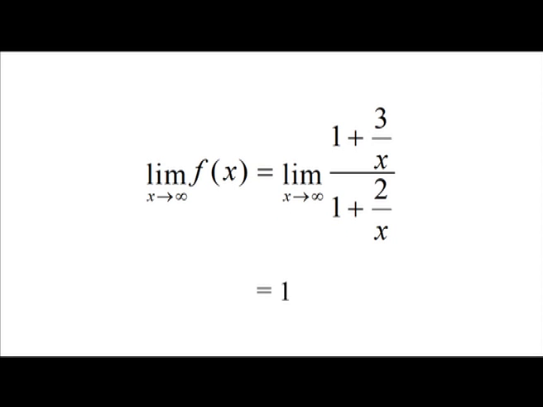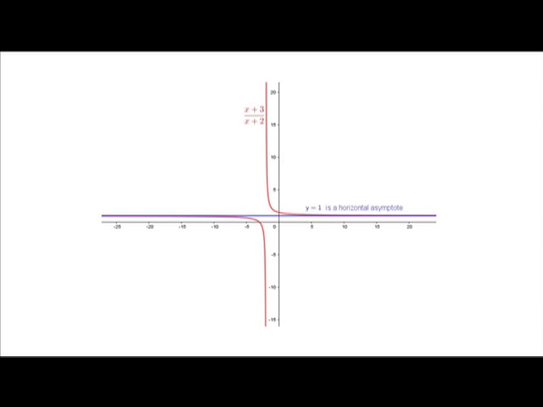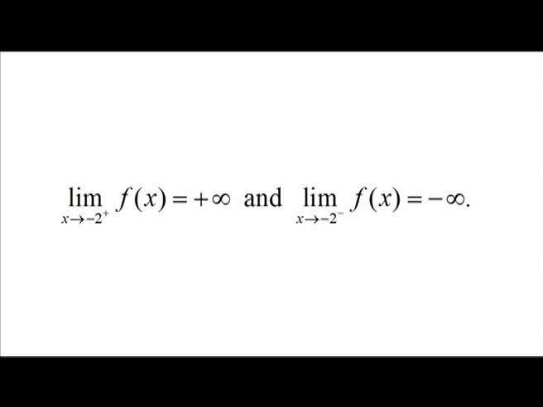We have limit x goes to infinity f of x is equal to limit x goes to infinity (1 plus 3 by x) whole divided by (1 plus 2 by x), which is equal to 1. Thus, y equal to 1 is an asymptote which is horizontal. Further, for the same function, it can also be observed that limit x goes to minus 2 plus f of x is plus infinity and limit x goes to minus 2 minus f of x is minus infinity. Hence, x equal to minus 2 is an asymptote which is vertical.